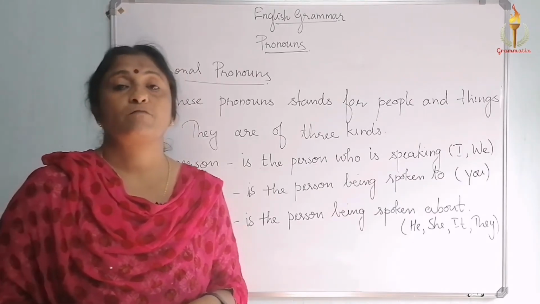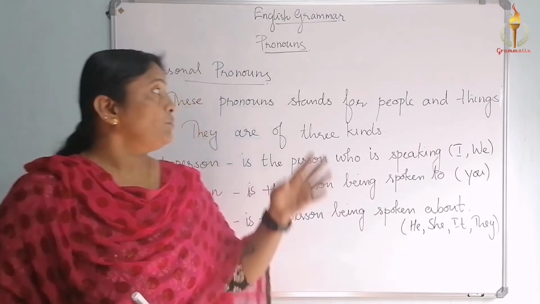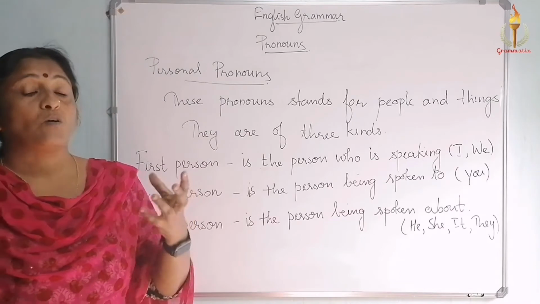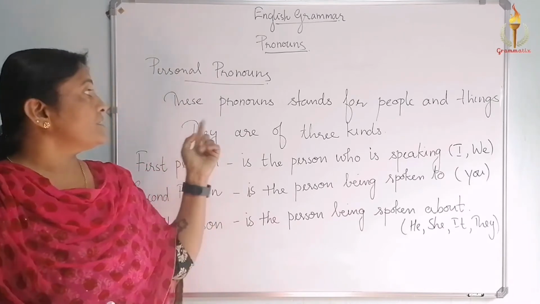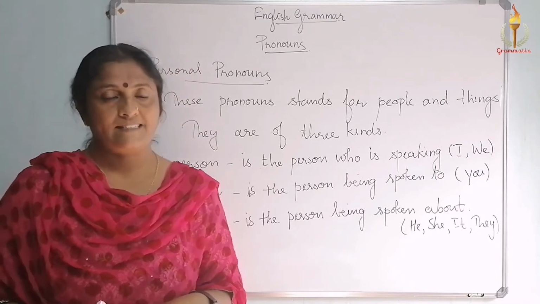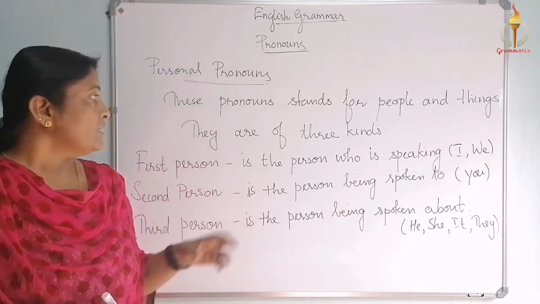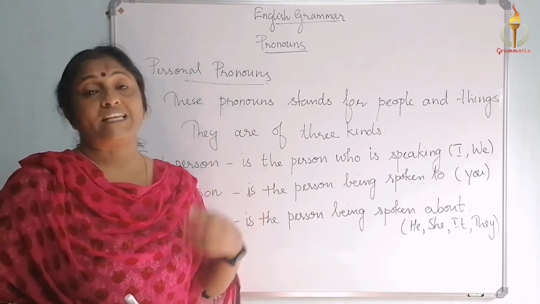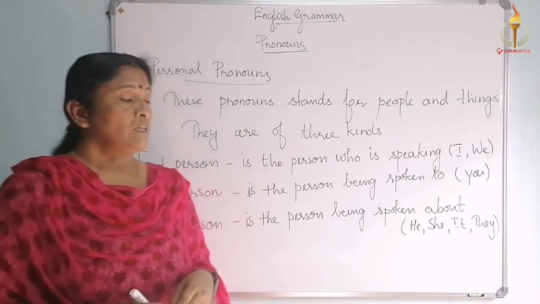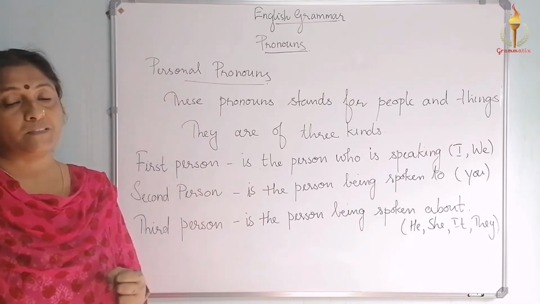Personal pronouns, that's the first kind we are going to study. Now what do you mean by personal pronouns? Now where do we use that? Personal pronouns stand for people and things. That's what we use personal pronouns for. Now again they are of 3 kinds: the first person, second person and third person.